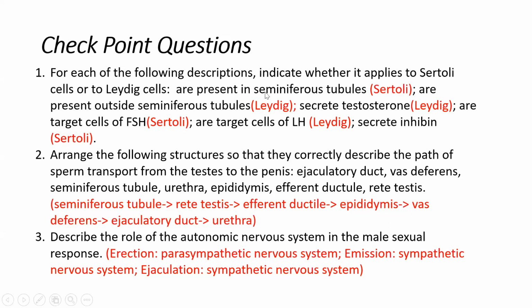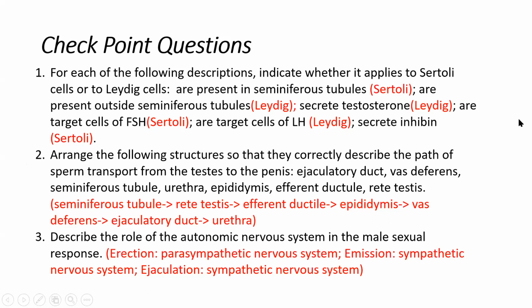So are part of, are present in the seminiferous tubules, that's going to be Sertoli cells. Are present outside of the seminiferous tubules, these are going to be Leydig cells. Secrete testosterone, those are going to be your Leydig cells. Are the target cells for FSH, that's Sertoli cells. Are the target cells for LH, that's Leydig cells. And then secrete inhibin, that is Sertoli cells, okay? So make sure you have a good understanding of what the Leydig cells do and where they're located, what the Sertoli cells do and where they're located as well.